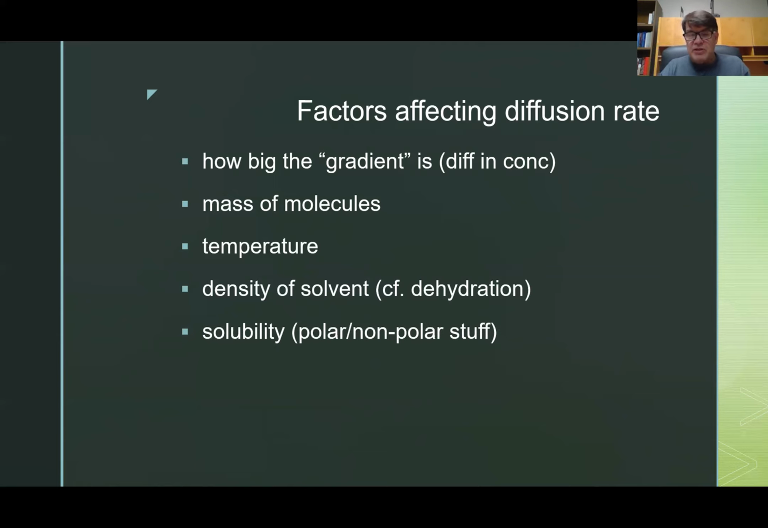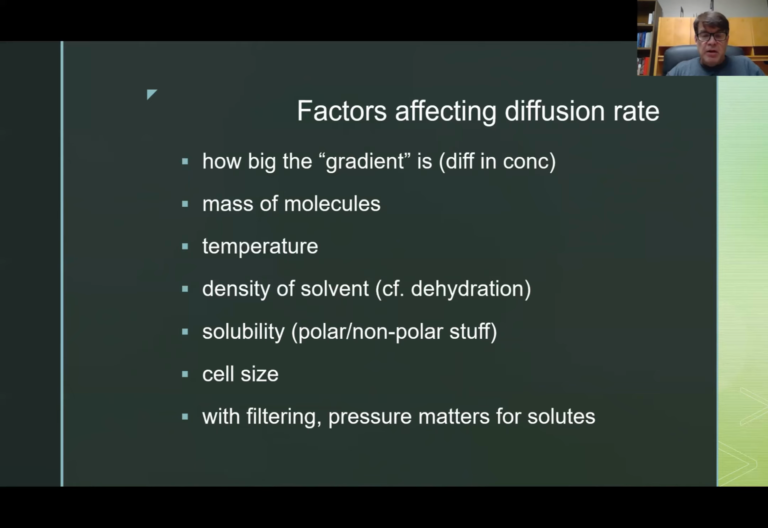Solubility, we've already mentioned this, that the polar, nonpolar stuff affects the rate of diffusion. Cell size. The bigger the size, they run out of energy. I'm getting tired. I can't get where I need to go. It's just too far. And so the large cells can't survive. And of course, I'm throwing this onto this slide.